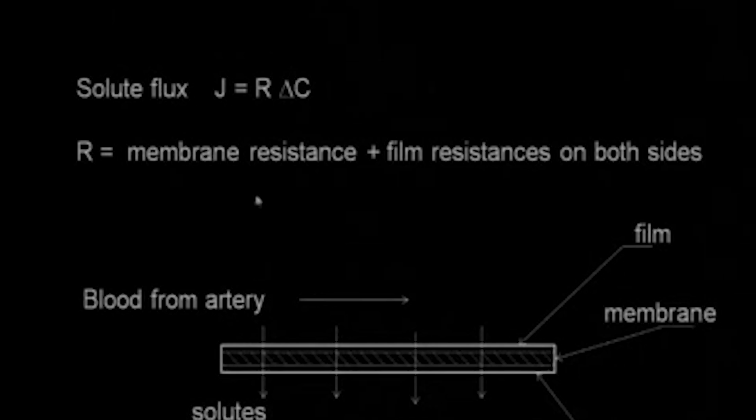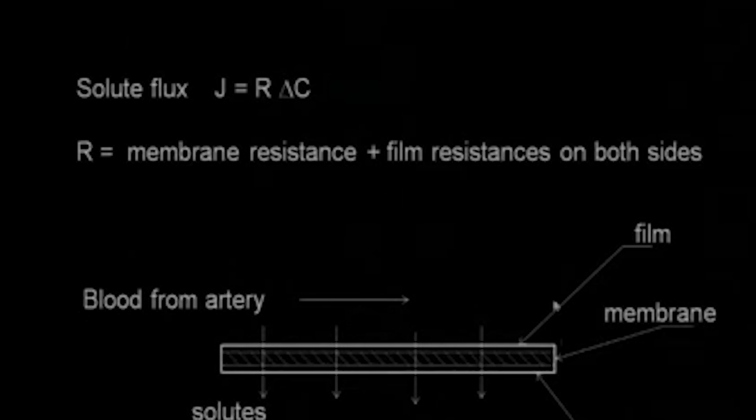There is a solute flux J which is equal to R times delta C. R is your resistance, delta C is your driving force, obvious, right. Now the resistances are manifold: resistance because of the membrane itself, resistance because of the film on the blood side, resistance because of the dialysate salts on the other side, agreed. So there are 3 resistances you need to consider. R is made up of 3 resistances.